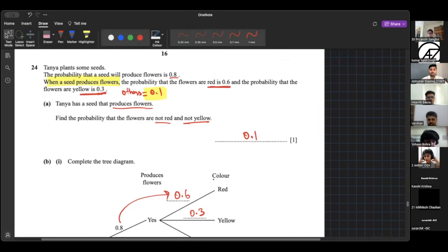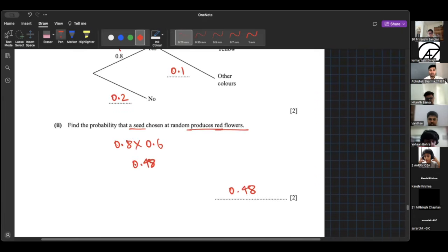This is question number 24. I'll tell you the answer. Question 24, yes, 0.48, B2. B second part is 0.48.